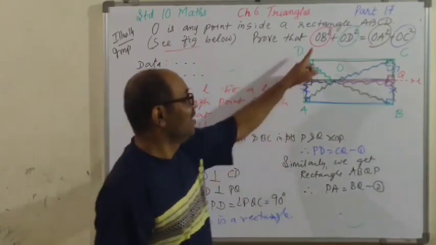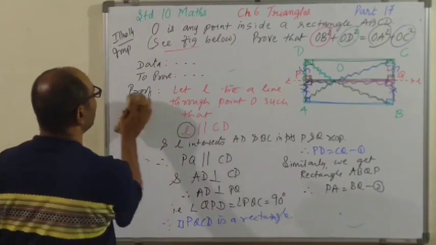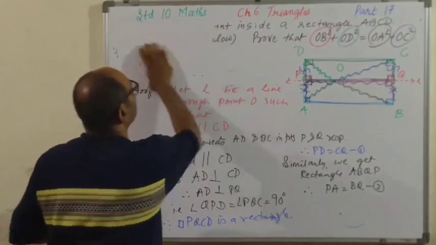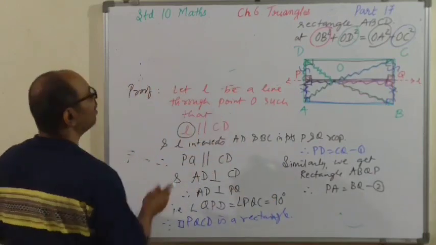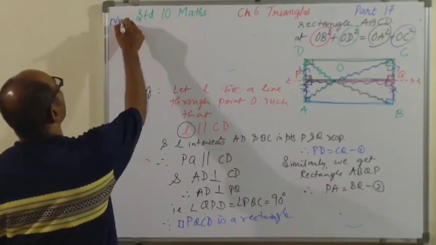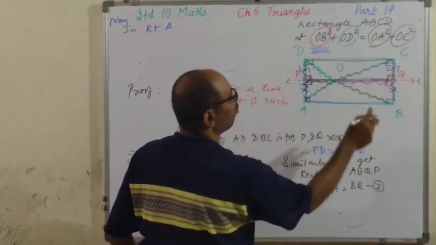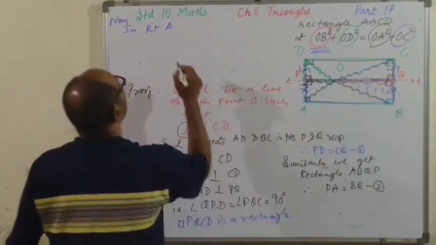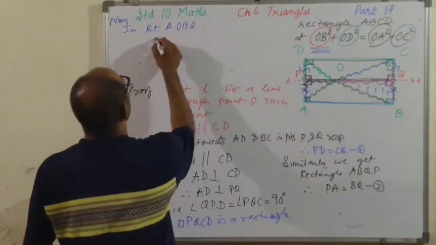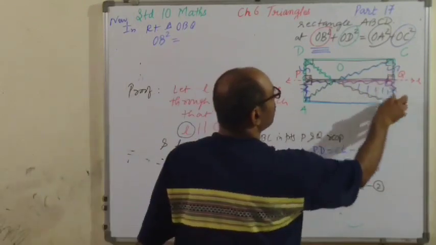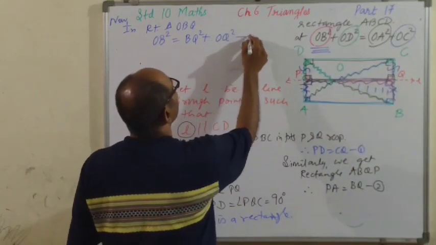Now Pythagoras, in these four right triangles. Alright, now I'll have to erase this part. I need more space. In right triangle OBQ, OB square is equal to BQ square plus OQ square. Result 3.